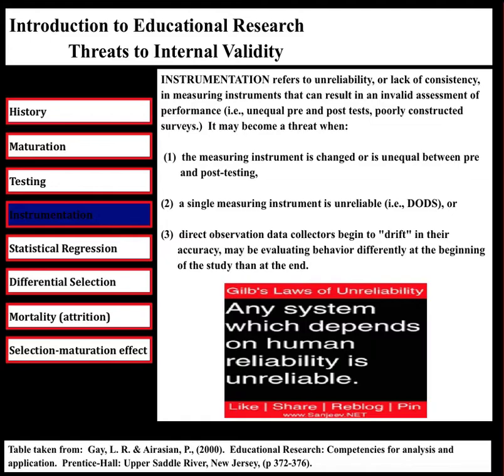Another instrumentation threat is that many times there'll be some people doing direct observation, collecting data over the course of a research study, maybe sitting in a classroom doing observations. The tendency is for the data collectors to drift a little bit, so there becomes a discrepancy between when they started collecting data at the beginning of the study and later, when they got a little sloppier as it went along. That can be an instrumentation threat also.